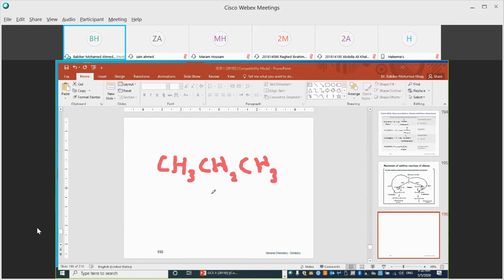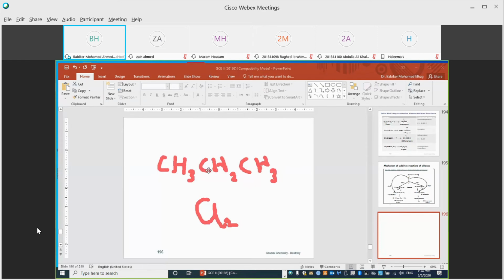Okay. So propane can react with chlorine through free radical formation, which will form on this carbon or on this carbon. If it forms the free radical on this carbon, it will give 1-chloropropane, and if it forms on this carbon, it will give 2-chloropropane.